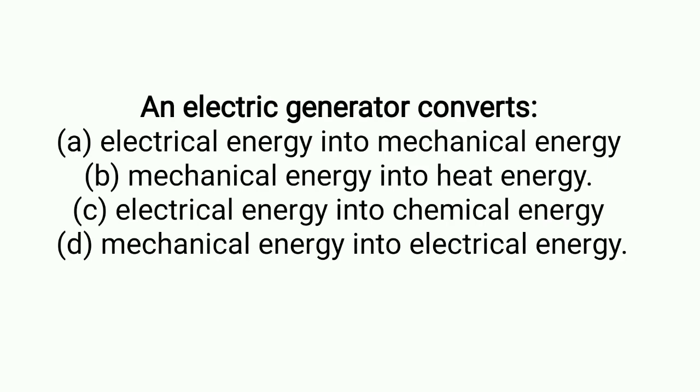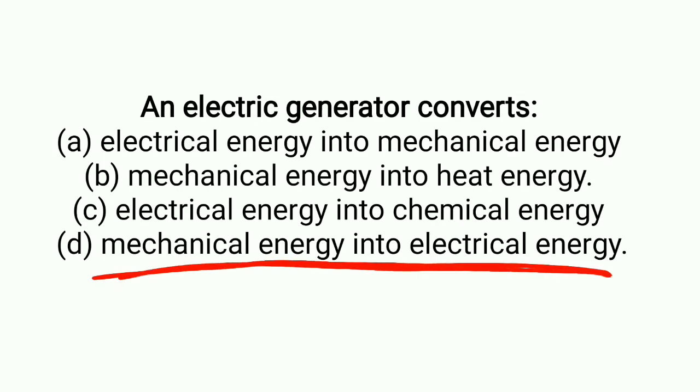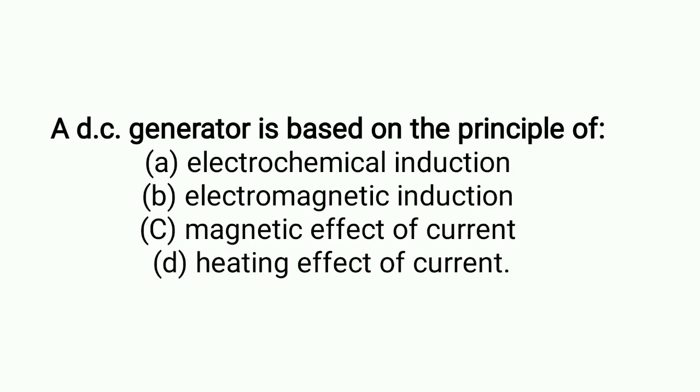An electric generator converts mechanical energy to electrical energy. Option D is the correct answer. Now, a DC generator is based on the principle of electromagnetic induction. It is based on electromagnetic induction.